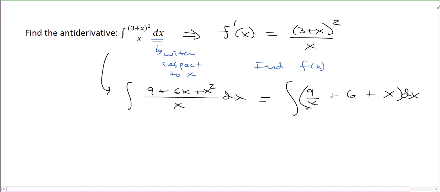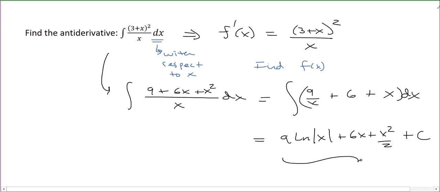And so now this is the derivative of some function, and I want to find the antiderivative. So where did it come from? So this is 9 natural log absolute value of x plus 6x plus x squared over 2, and then plus a constant. When we take the antiderivative, we always add plus c at the end. So this will be our antiderivative.